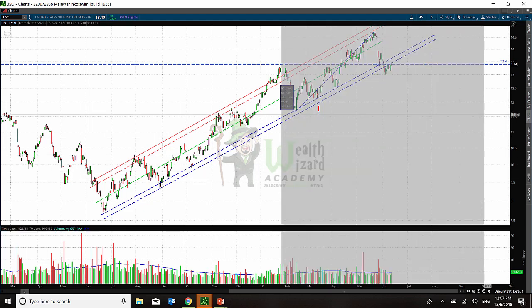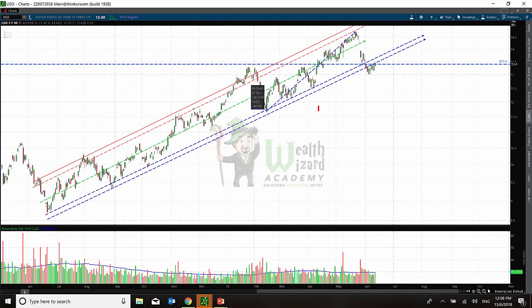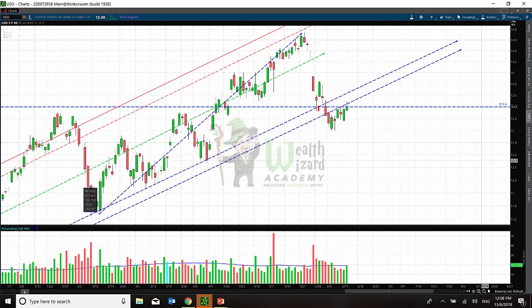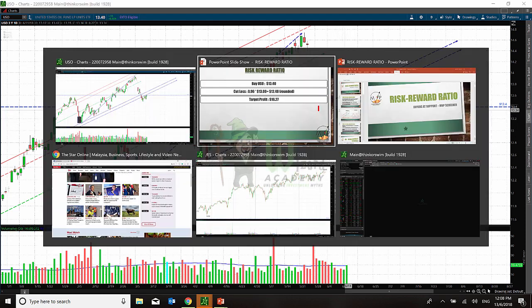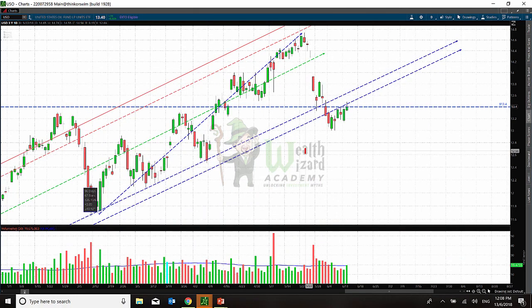Okay, so assuming the previous move which we have calculated is $3, we are going to project the same thing over here as well. So if we project from this current price around $13, plus $3, that is how you ended up with $16.27. Okay, roughly you are here, roughly this region.